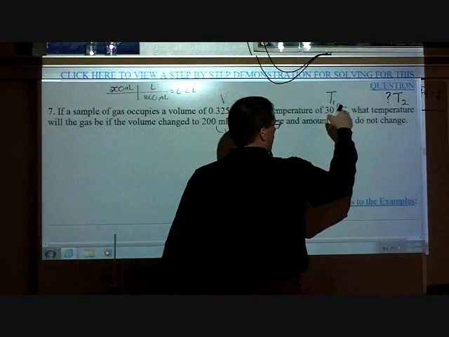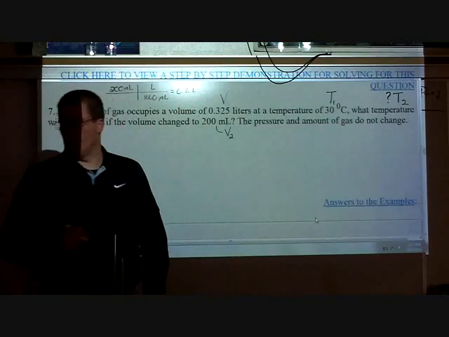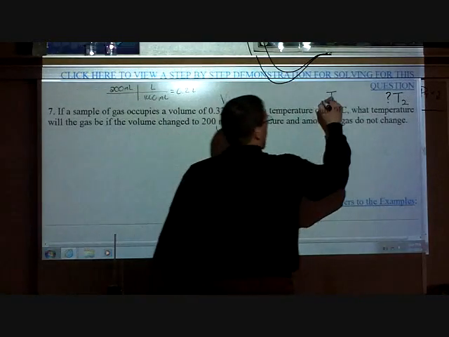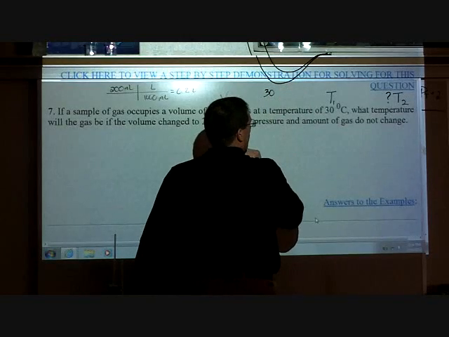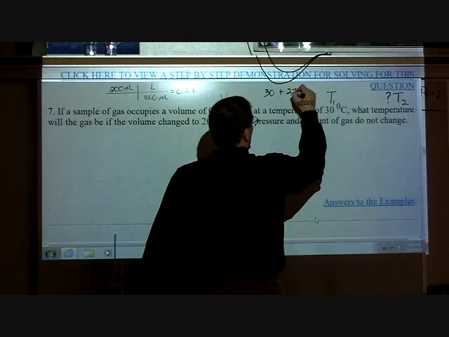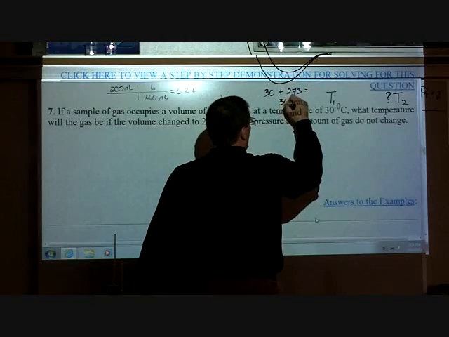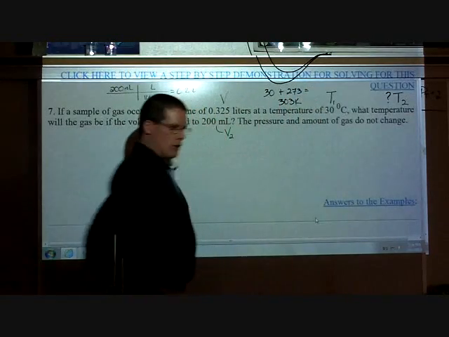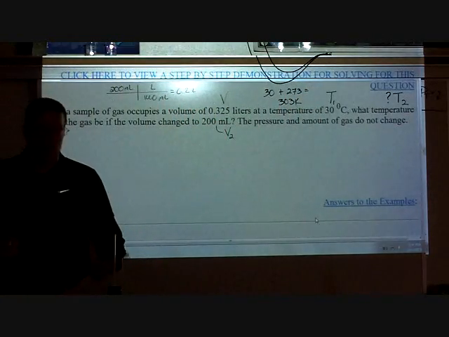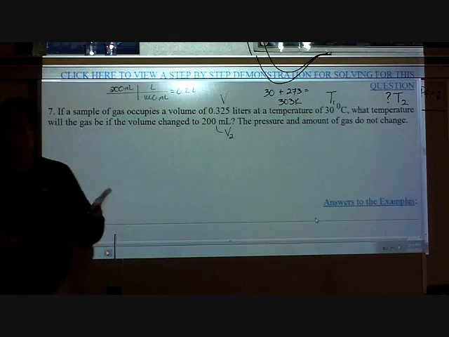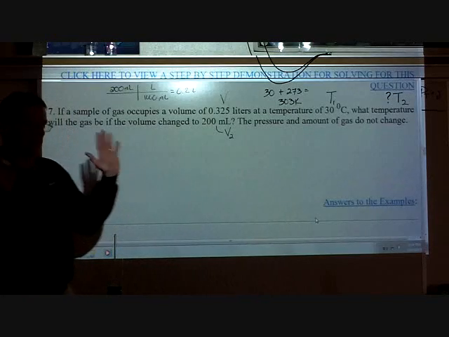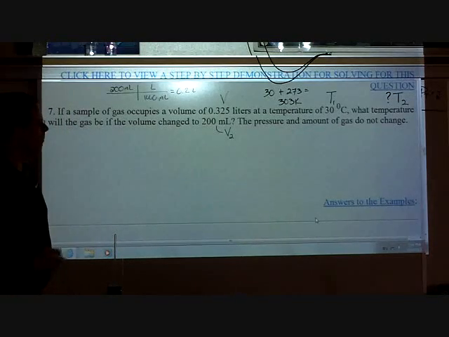Temperature, we cannot work in degrees Celsius. We got to get that to Kelvin. So 30 plus 273, good. So that equals 303 Kelvin. Okay. Make sure that you have, for your volumes or your temperatures or whatever, well, temperatures have to be in Kelvin, but your volumes or your number of moles, we'll talk about that here in a second. Make sure they're the same.